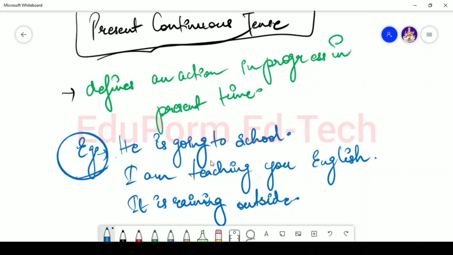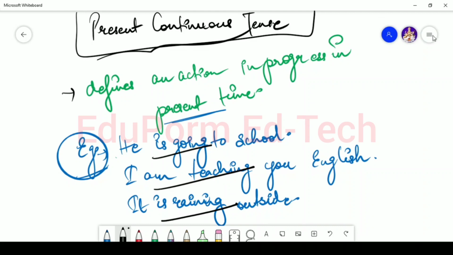Now in these sentences you will see that it defines an action which is in progress. An action in progress means, he is going to school, that means वो स्कूल जा रहा है. I am teaching you English means मैं आपको इंग्लिश पढ़ा रही हूँ. It is raining outside means बाहर बारिश हो रही है. So it basically talks about an action in progress in present time. Always remember that. So here is going, am teaching, is raining, these all are present continuous tense.